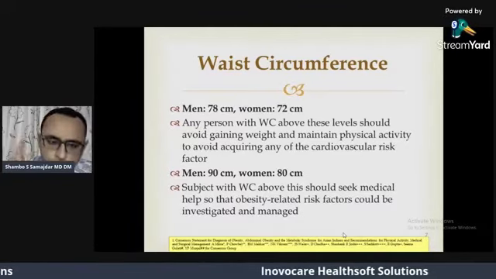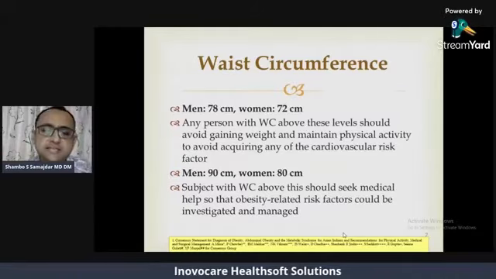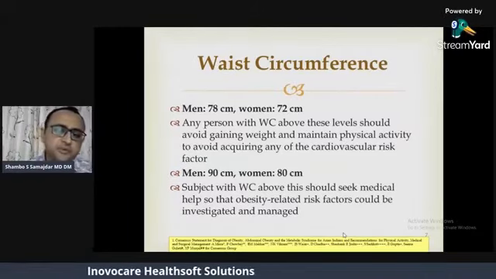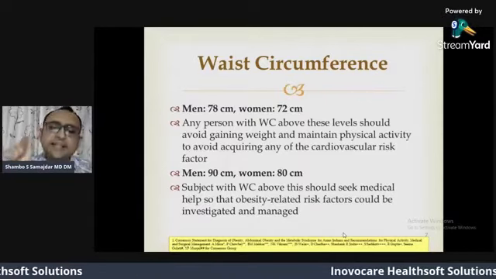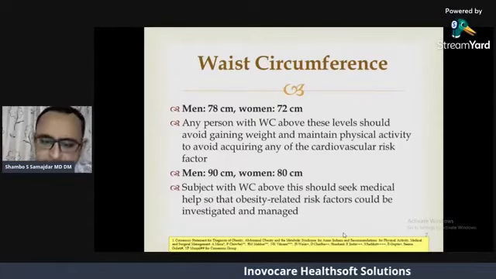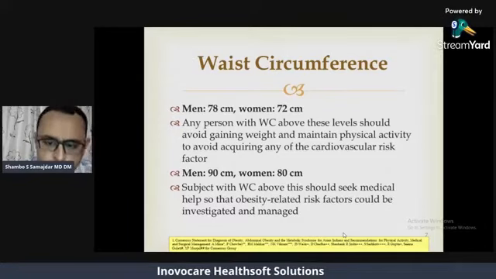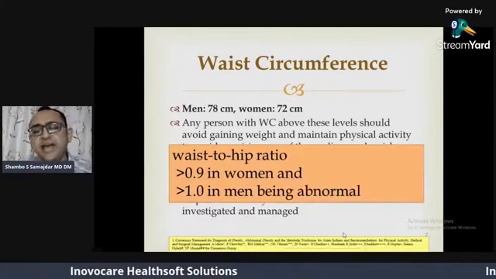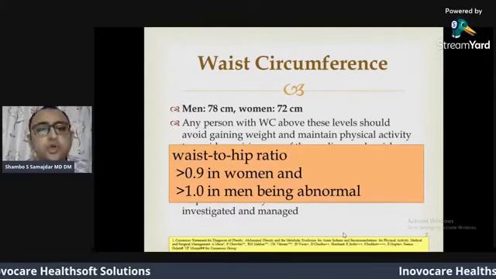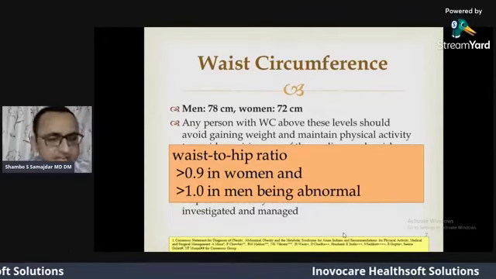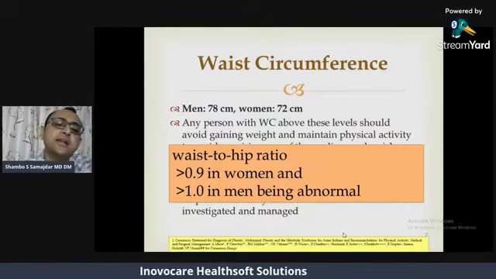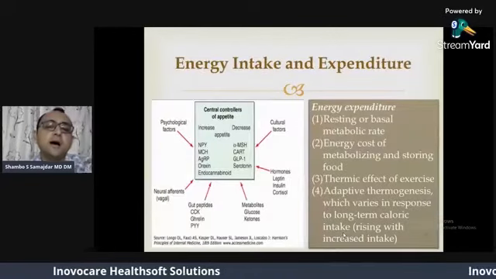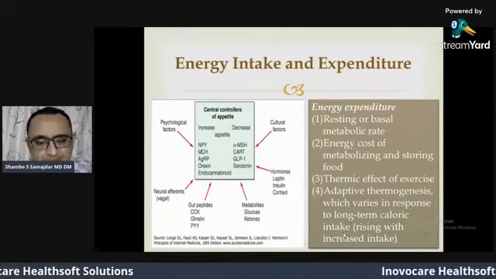But for those who have more than 90 centimeter, or 80 centimeter in case of female, they should seek medical help so that the obesity related risk factors could be investigated and managed properly. So this is the waist hip ratio, that is also very important to consider, 0.9 for women and 1 in case of men. More than 1 is in case of male.